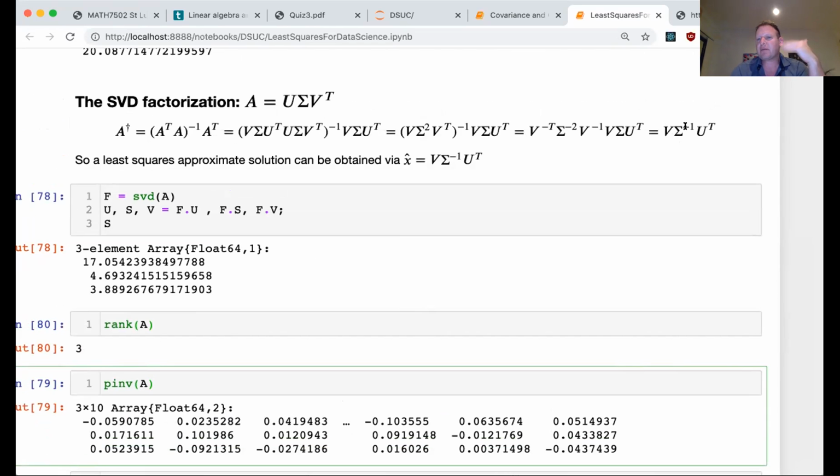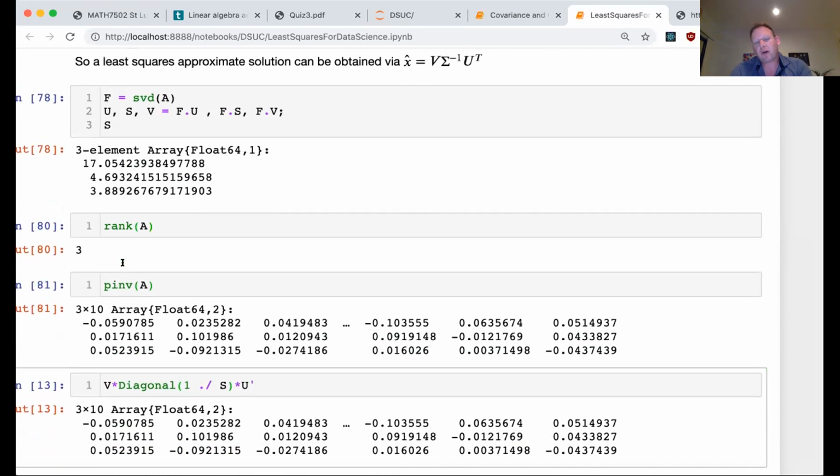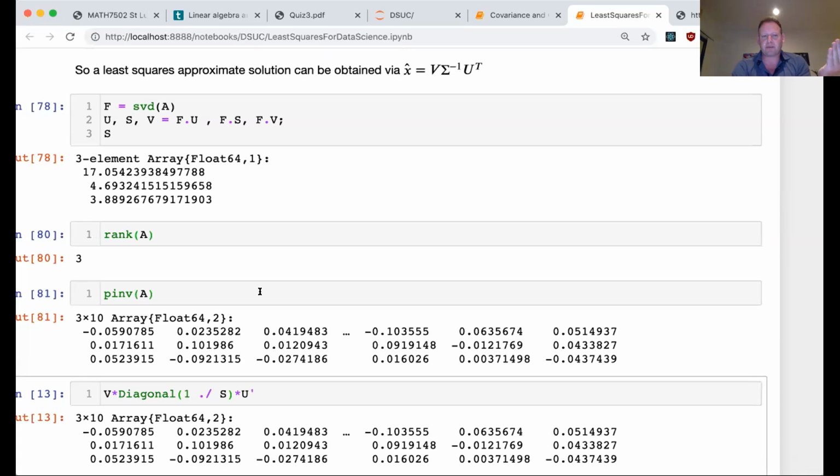V sigma inverse U transposed. So this is a pseudo inverse of A, which we don't know how Julia computed it. I mean, maybe it computed it this way, or maybe it computed it this way. It actually depends on what's in the matrix A and the way it computes it. Okay, it often uses QR factorization.